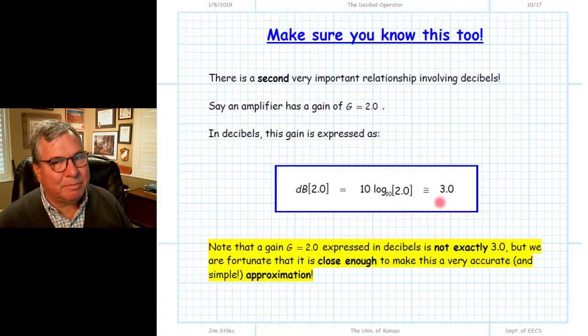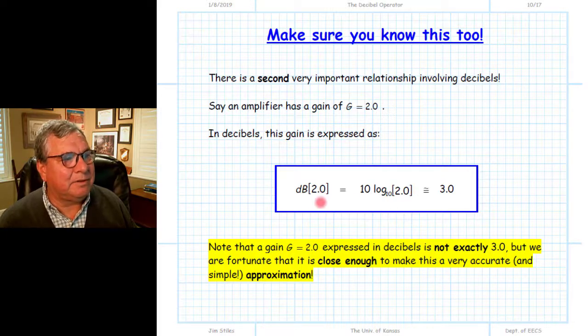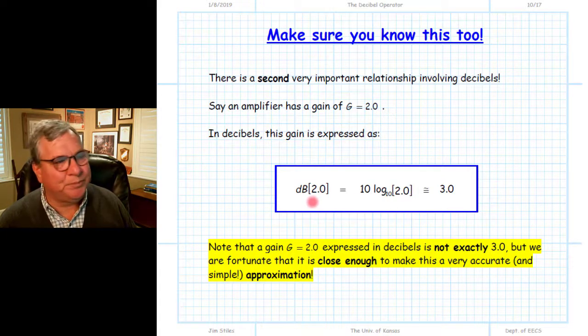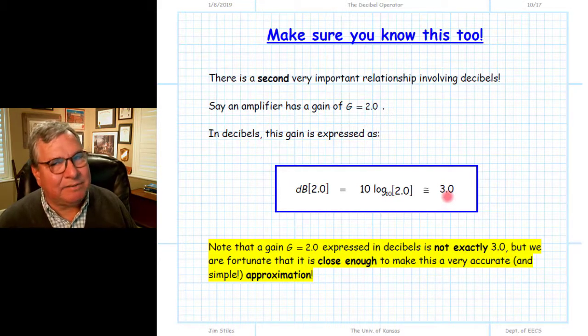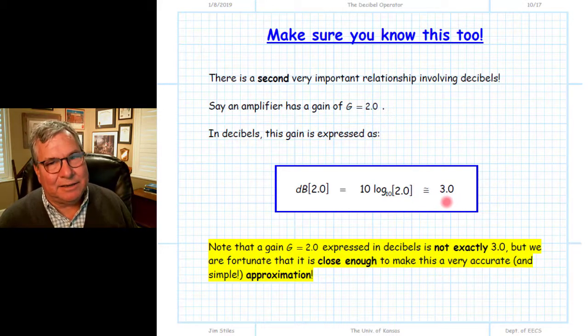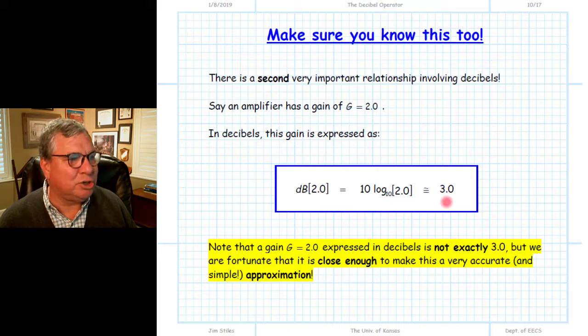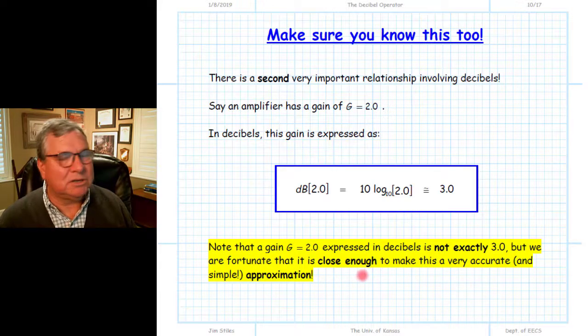And you've probably heard about 3 dB bandwidths and the like. And that comes from this decibel operator on 2. Again, we don't go through and say we have a 2.997 dB bandwidth. We talk about it as 3. So I say this is approximately equal to 3. In electrical engineering, it's exactly equal to 3. All right, we just use 3 without any shame or reluctance, even though we know it's not exactly the right answer. It's close enough in all of our applications.